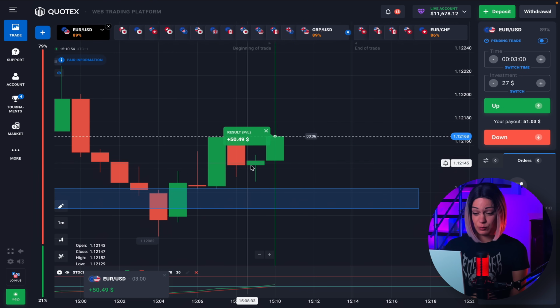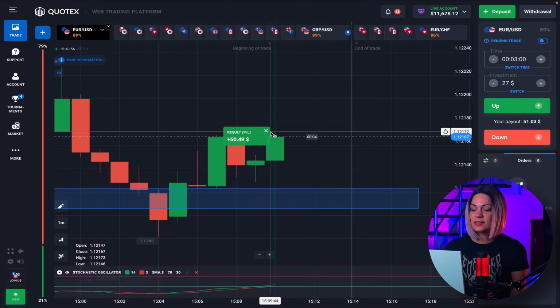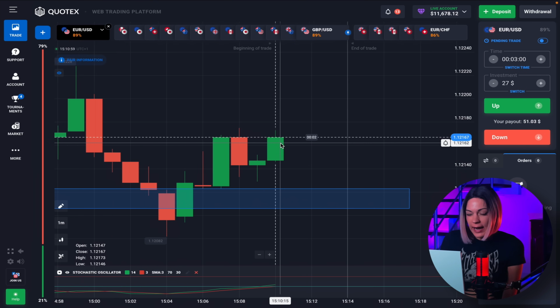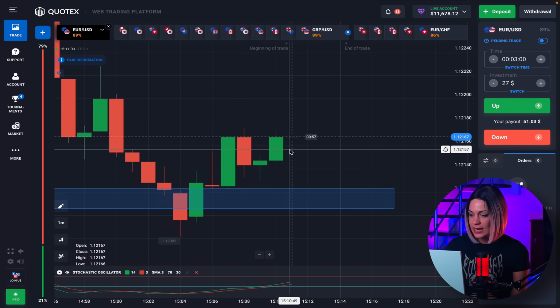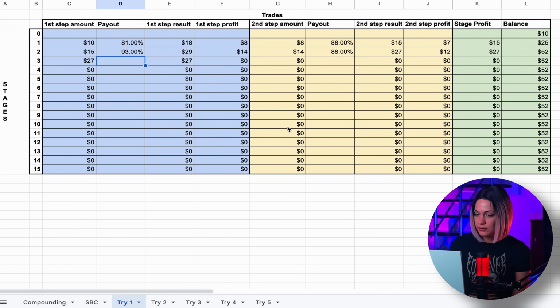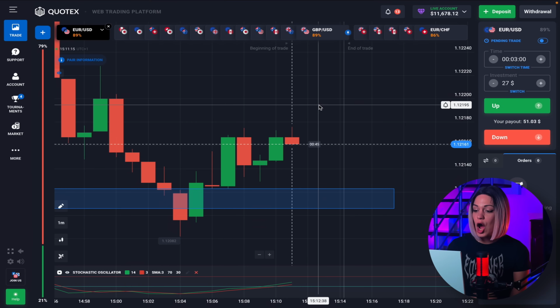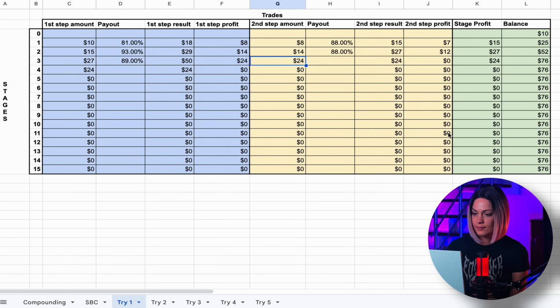Okay, see, with a small pullback, but the price still grew a little bit, and that was enough for us. So the payout is 89%. So let's put it in the table. All right, so now we're doing the second step of the third stage. We're using $24. Let's go.